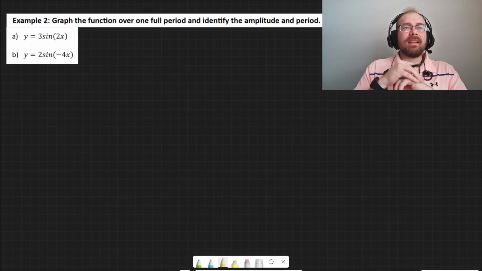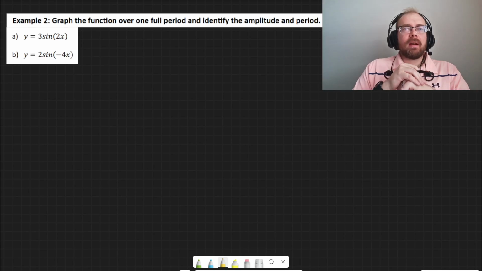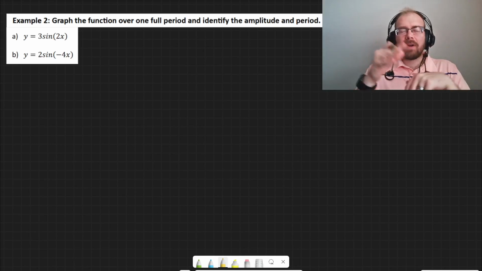This is an example problem for a student again, so I'm doing a lot of specific problems for students lately. I don't know if you guys have noticed, but this is for a particular student. But of course, if you have a question about how to graph either y equals 3 sine 2x or 2 sine of negative 4x, then this is for you. I'm going to do part A in this video, and then in another video I'll do part B, just to not have it drag on too long.